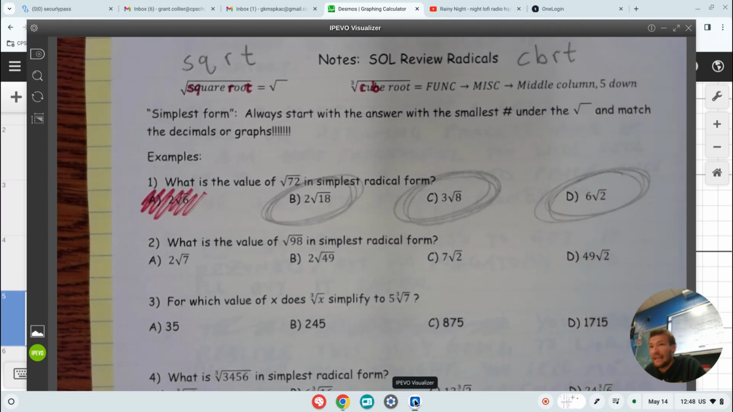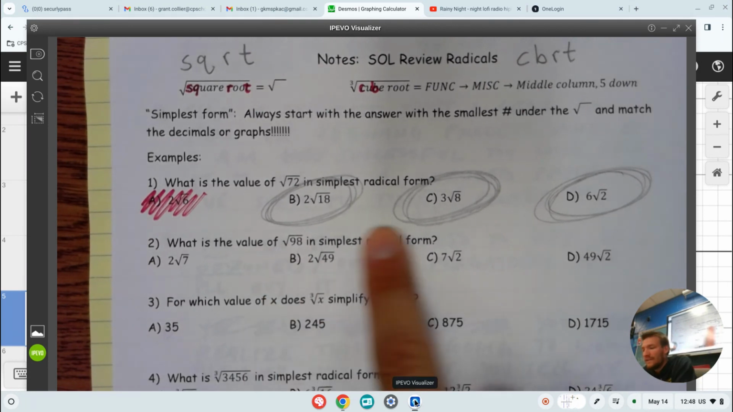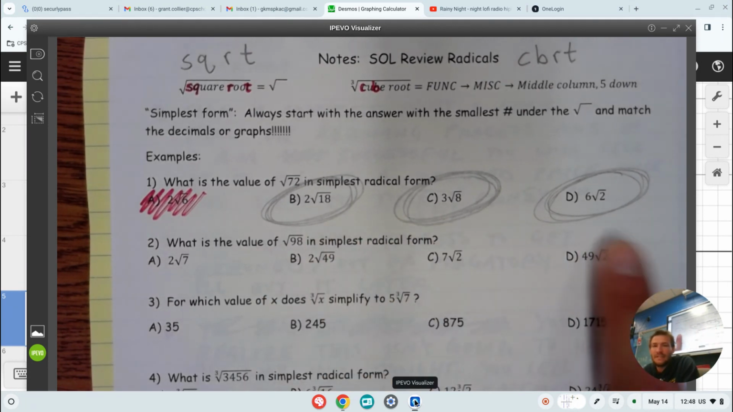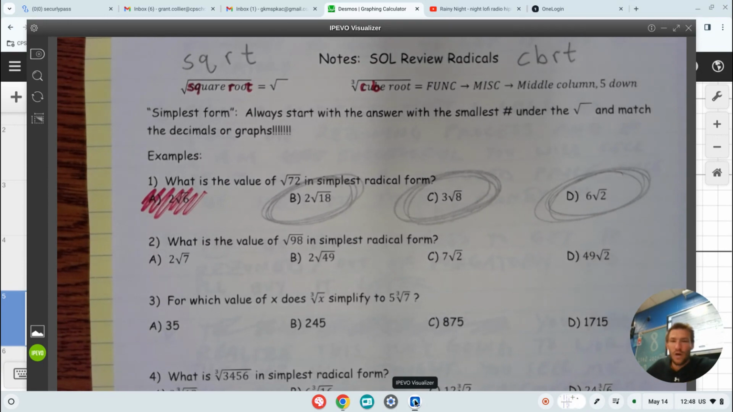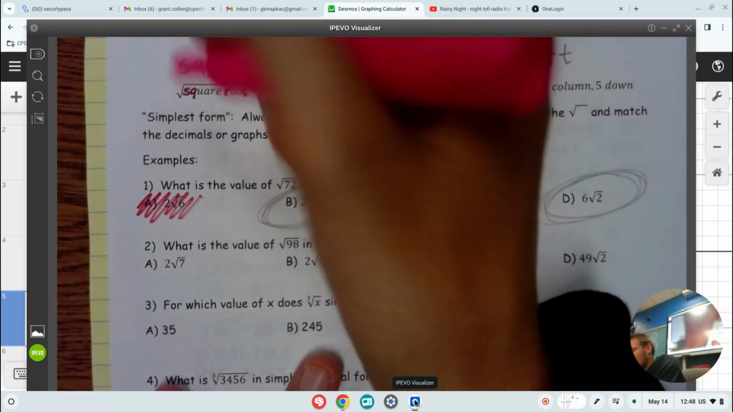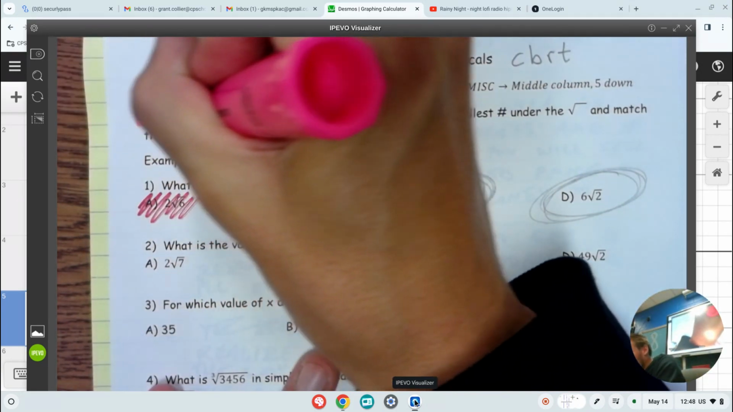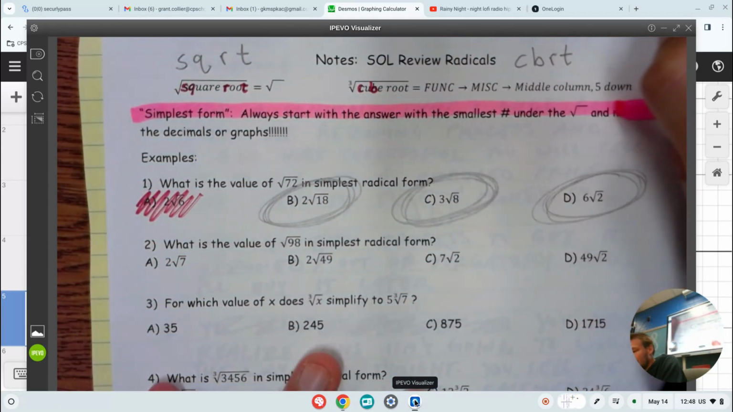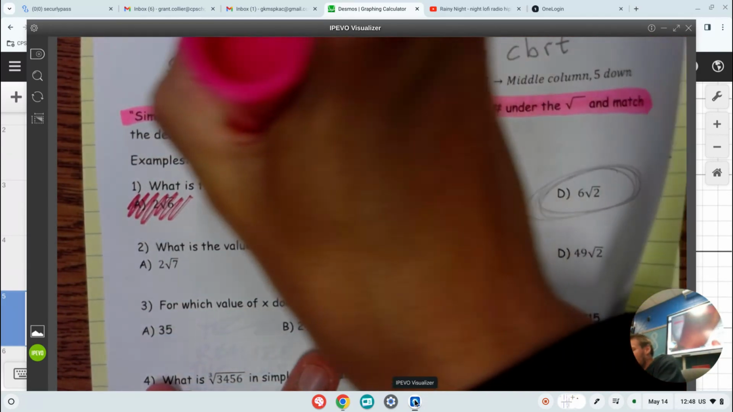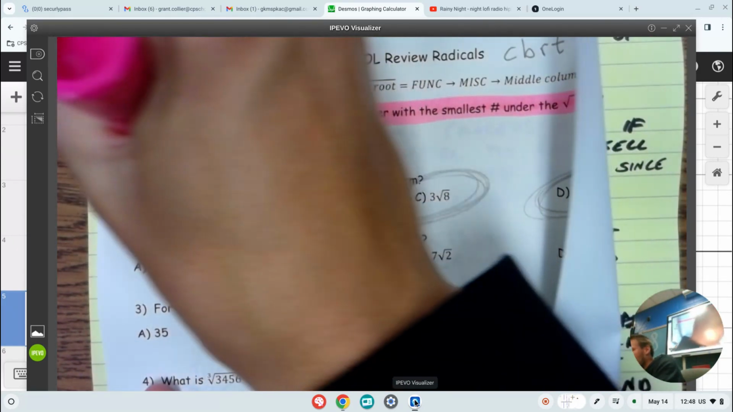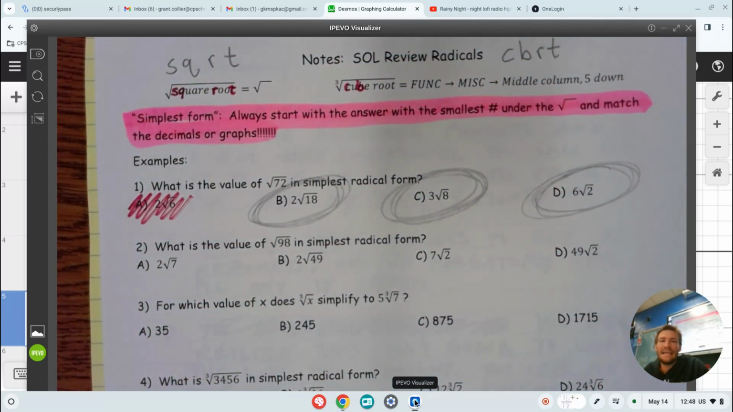So, again, I really hope you're paying attention. We've got to know all of these look like good options. We need to pick the correct one. The good news is, it kind of says it at the top here. We need simplest form. And simplest form means smallest inside number, right?